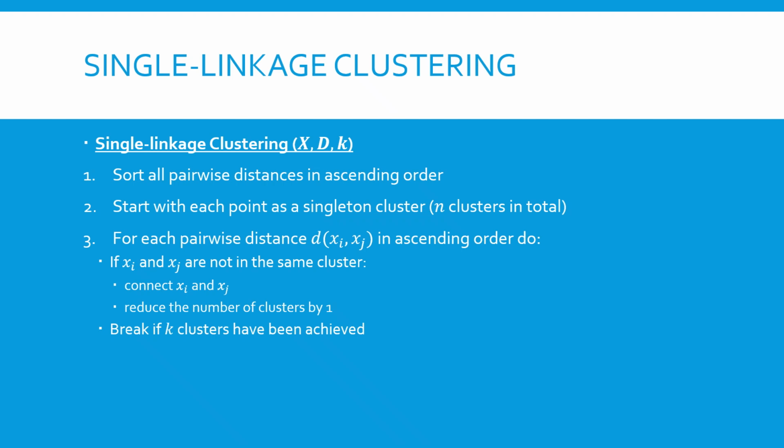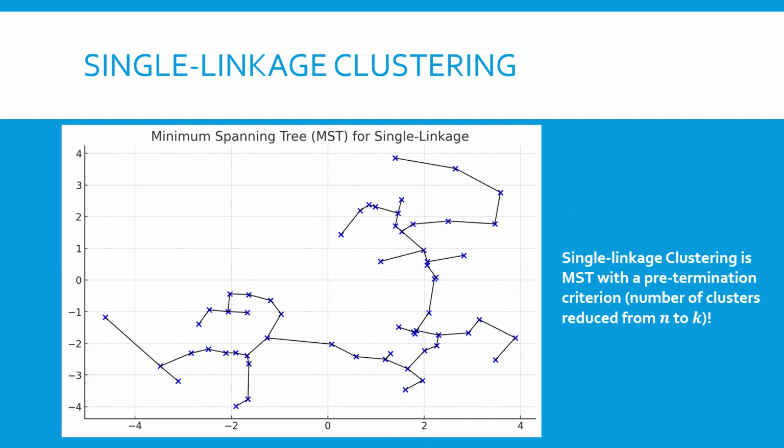Step 1 sorts all distances in ascending order. Step 2 initializes each object as an individual cluster. Step 3 repeatedly selects the smallest remaining distance and merges the corresponding clusters. The algorithm stops when exactly k clusters remain. This diagram shows how single-linkage clustering gradually merges individual objects into larger clusters.